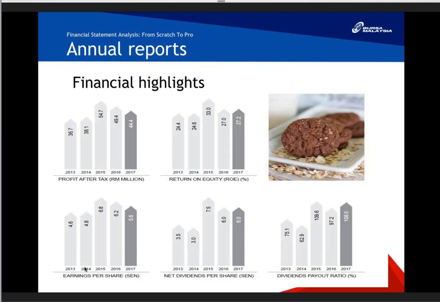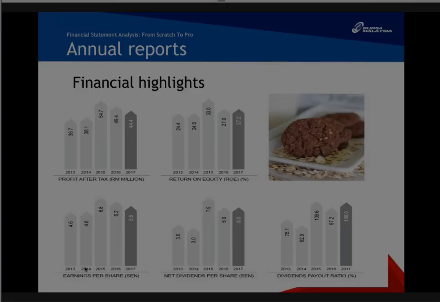Is it more than 3%? If it's more than 3%, it's worth it for me to put in this company for the long term. Then you must also look at the dividend payout ratio, because this ratio is essentially saying that this company is earning so much money, and out of this amount, how much it is allocating to the shareholders as dividends.